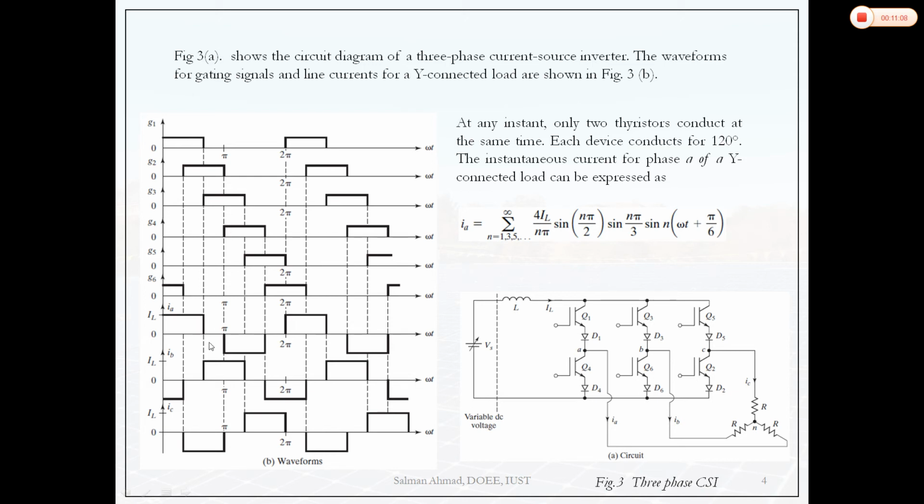Then you can see here the IA becomes negative. So neither Q1 nor Q4 is conducting in this interval. You can check here that G2 is applied, G3 is applied. So G2 and G3 are from the other legs. So no device is conducting from this first leg. That's why the current in this branch will be 0.